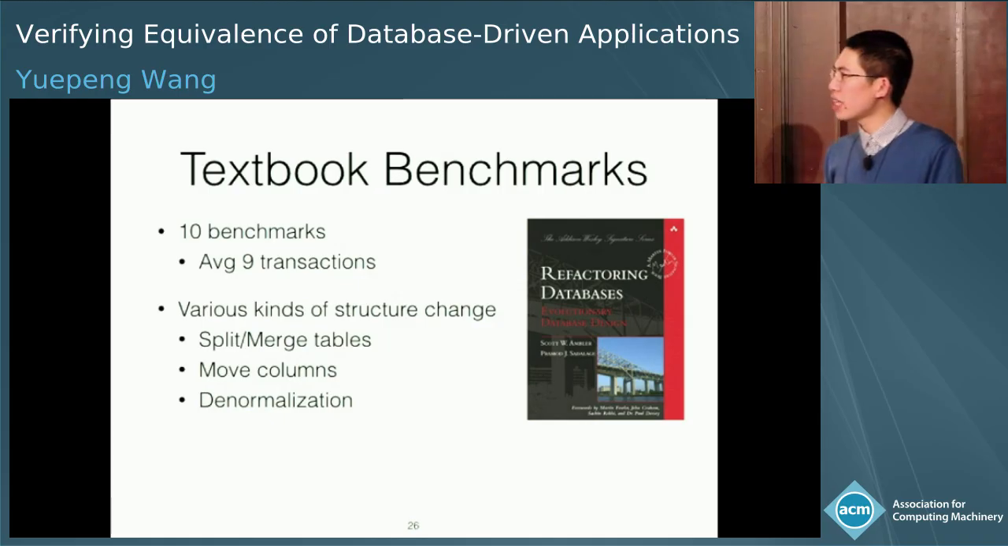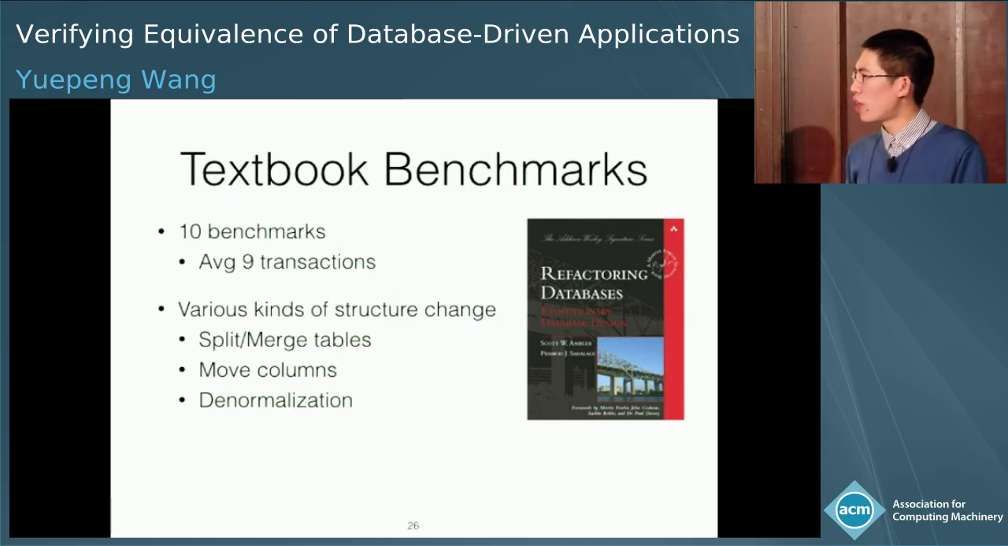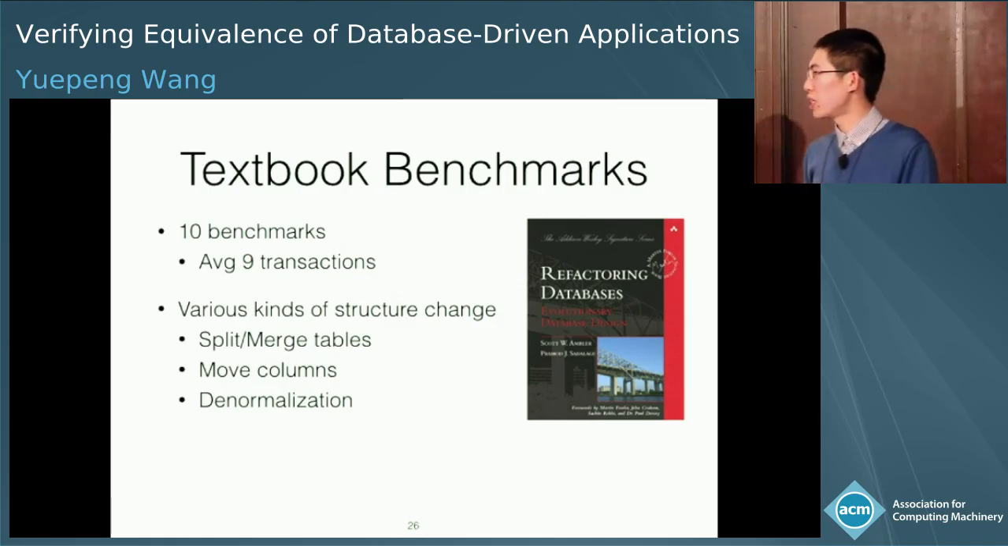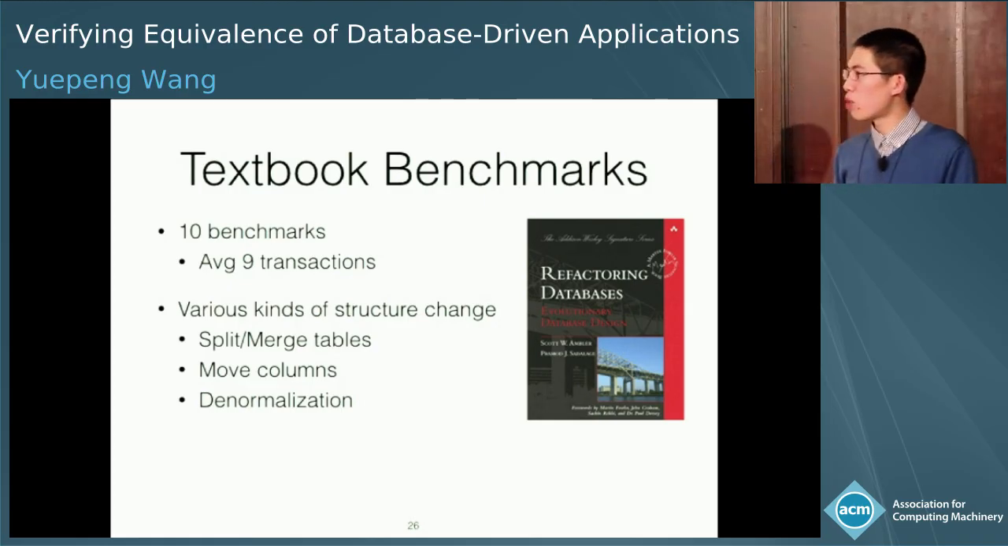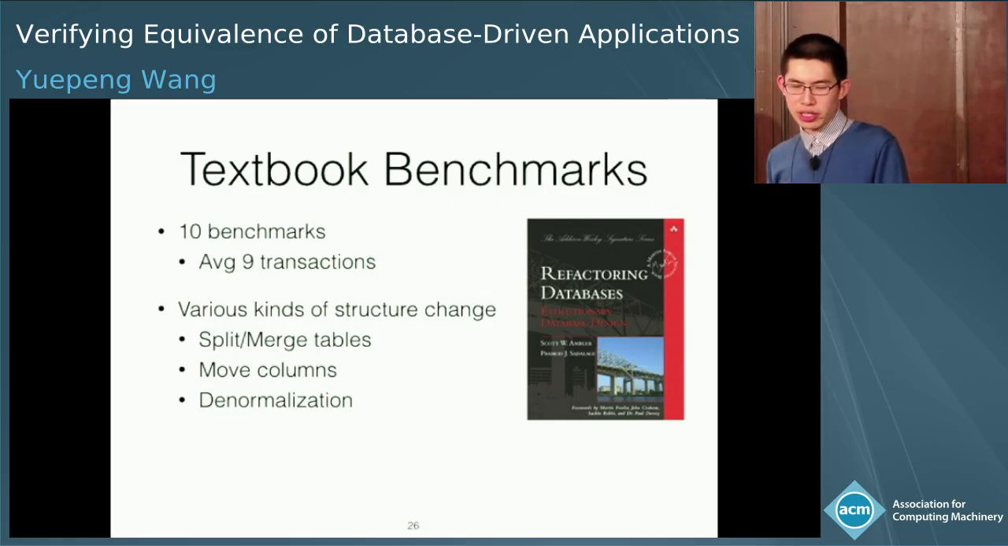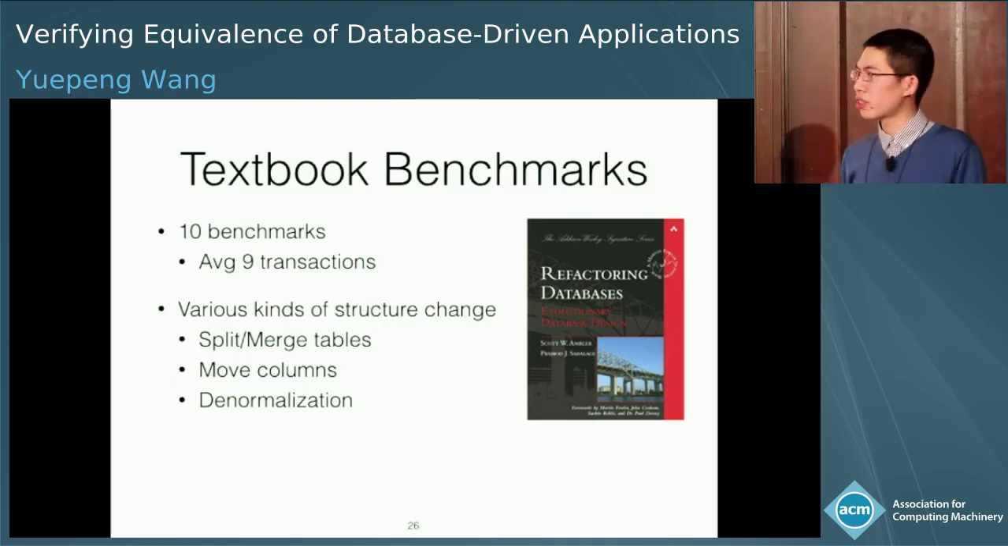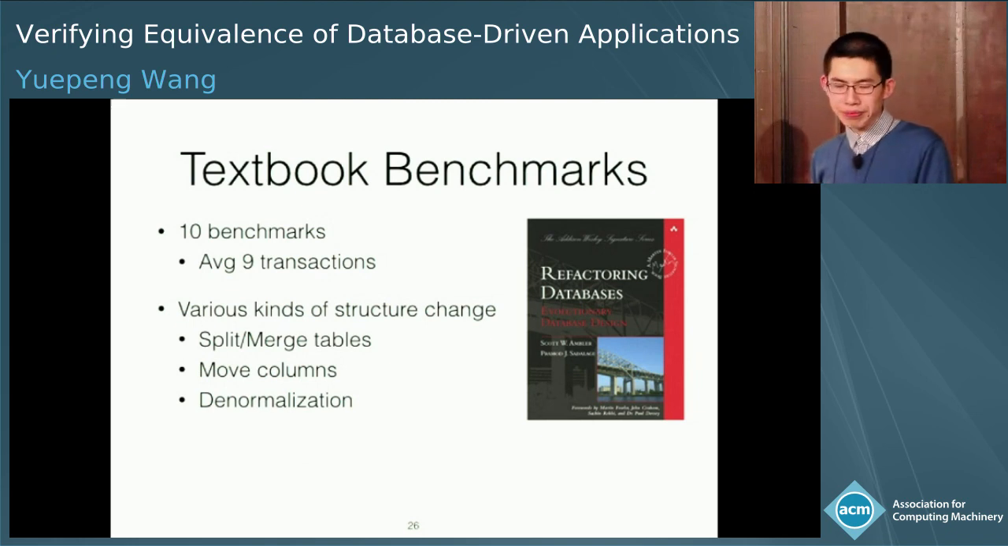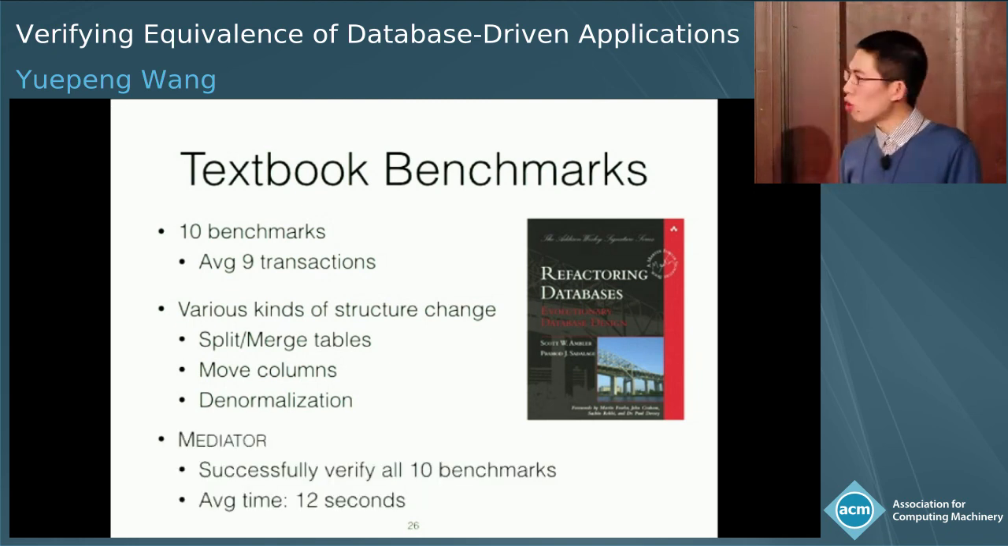We collected 8 benchmarks from this book, Refactoring Databases, Evolutionary Database Design, and 2 benchmarks from Oracle online tutorials. These benchmarks contain 9 transactions on average, and they have various kinds of structure changes, such as splitting or merging tables, moving columns, and denormalization. Our tool, Mediator, can successfully verify all the benchmarks in 12 seconds on average.